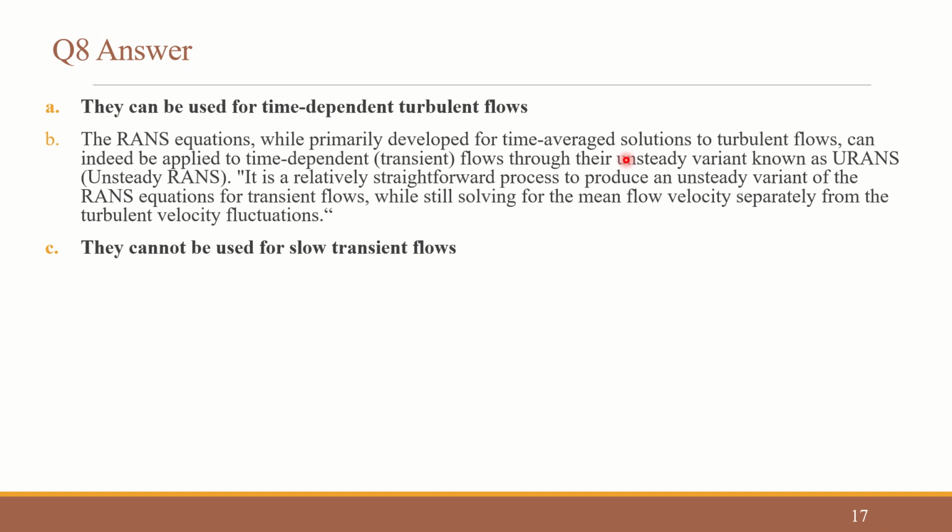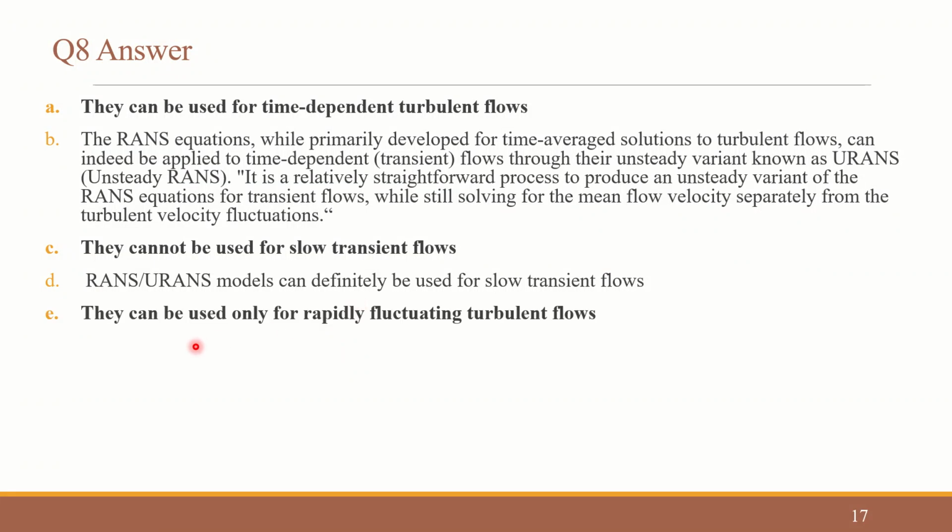Second one, they cannot be used for slow transient flows. While this statement is actually false, because they can be used for slow transient flows. RANS or URANS models can definitely be used for slow transient flows. They can be used only for rapidly fluctuating turbulent flows.